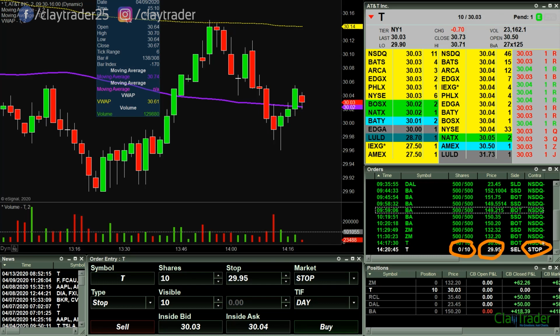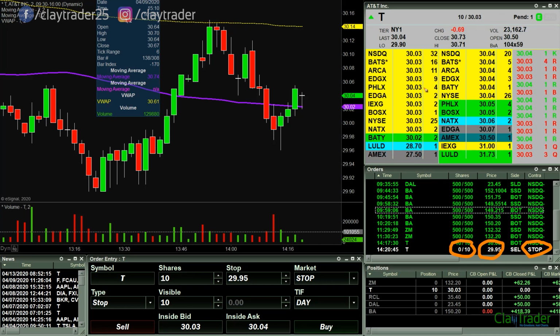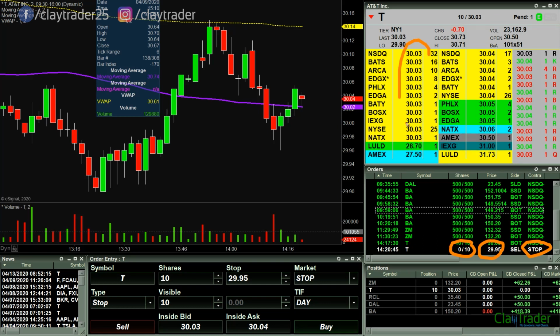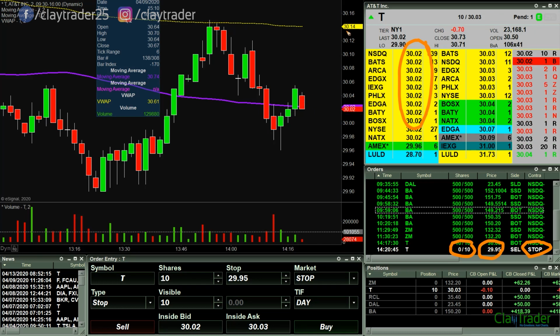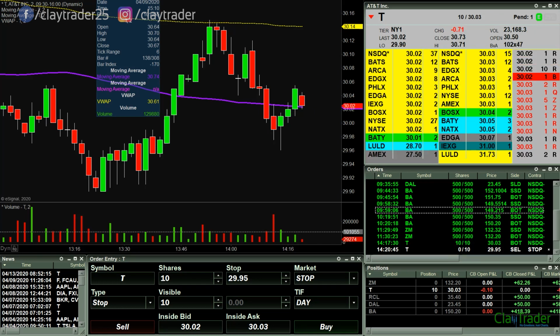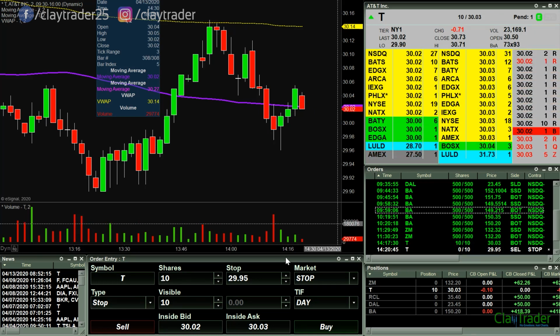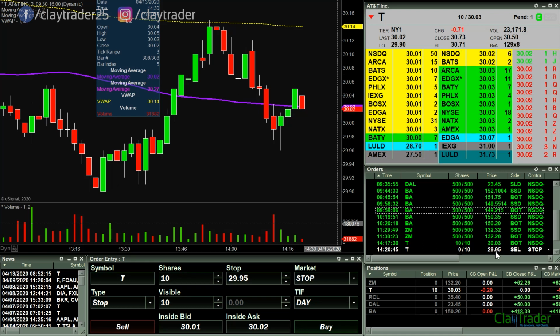Why is it white? Well, because nothing has happened with the order. Why has nothing happened with the order? Well, because right now the price is still at $30.03. We're not even anywhere close to $29.95. So that's why it's white. And it'll remain white as long as the price stays up above $29.95. And that is how the stop is working. The stop is just saying, I will stop the trade for whatever reason at $29.95.